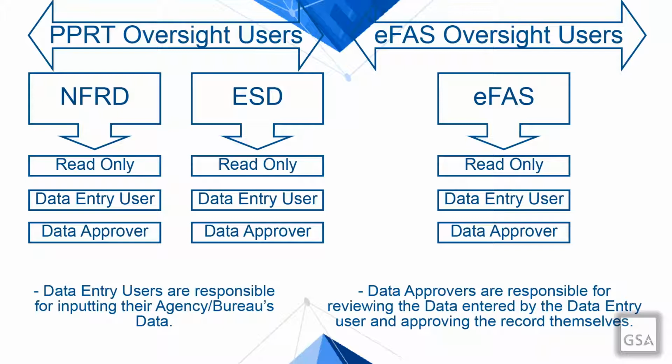Data approvers are responsible for reviewing the property data entered by the data entry users, then approving and confirming the agency data status. There is also the PPRT and eFAS oversight users, who are the program managers and/or administrators allowed to see all data from all agencies entered into the system. Oversight users can add, modify, and approve or reject all data in the system.